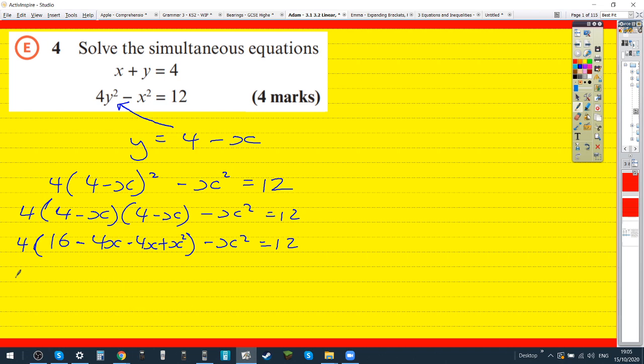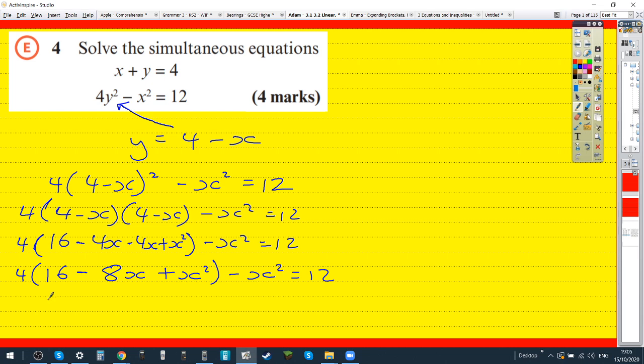So it'd be 4 open bracket 16 minus 8x plus x squared close brackets minus x squared equals 12. And then you multiply everything. Or do you solve as a quadratic? I'd fully simplify first.